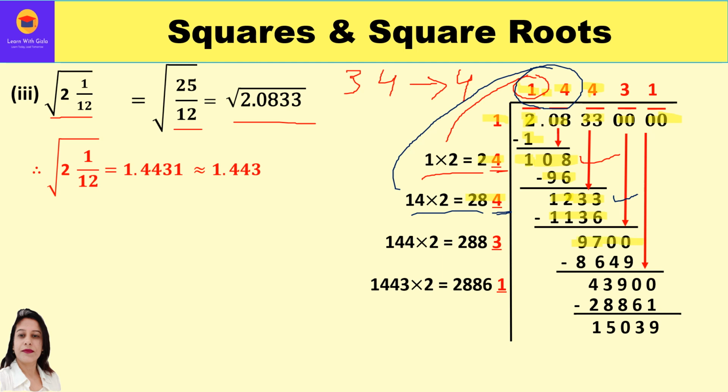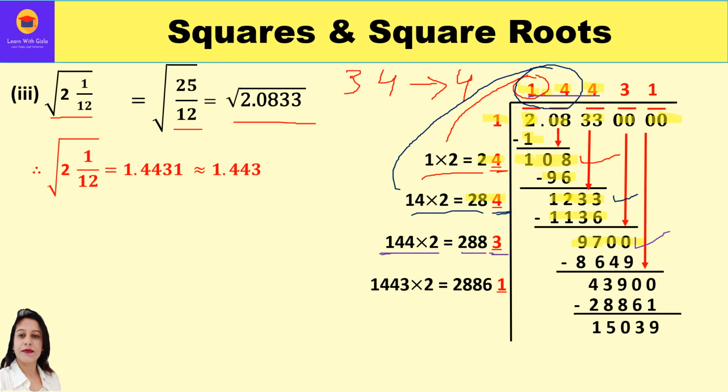Bring down the next period 00. So my new dividend now is 9700. This I have to solve. Now if you see over here, the new quotient now is 144, right? So 144 I will take and I will double it. So I will get 288. Keep a blank over here, right? Now think of a number what should come in this blank. Same number I will keep as a quotient, and product I should get less than 9700.